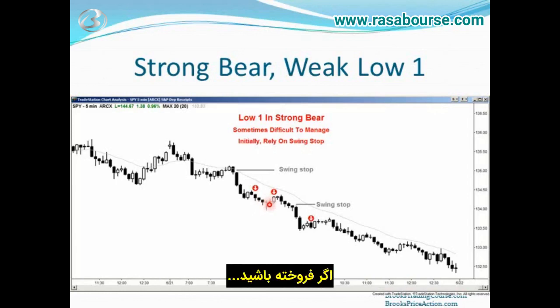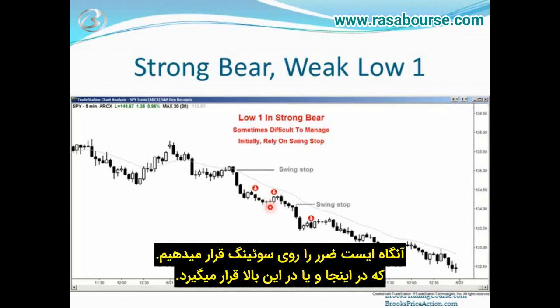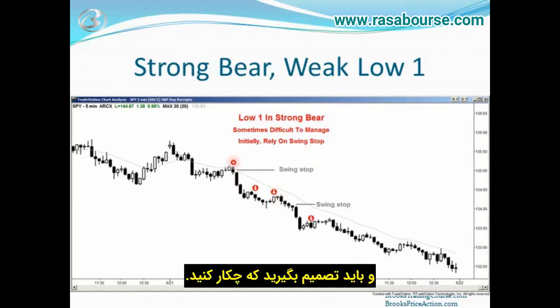If you took it and you were thinking, okay, it's a bear trend, I'm going to short anything for any reason, you probably would be using a swing stop, which would be maybe up here or maybe even up here. And at the moment you took the trade, your stop is somewhere here or here. And then you have to decide what to do.